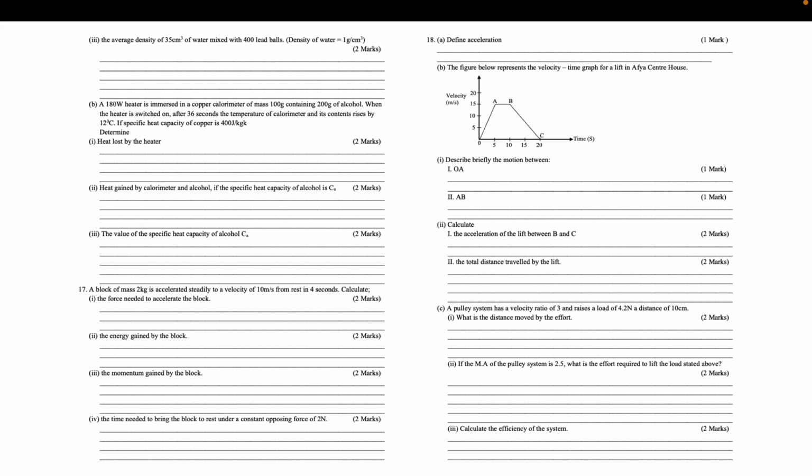(a) Define acceleration. 1 mark. (b) The figure below represents the velocity-time graph for a lift in a building. (i) Describe briefly the motion between A and B. 1 mark. (ii) Calculate: (I) The acceleration of the lift between B and C. 2 marks. (II) The total distance traveled by the lift. 2 marks.